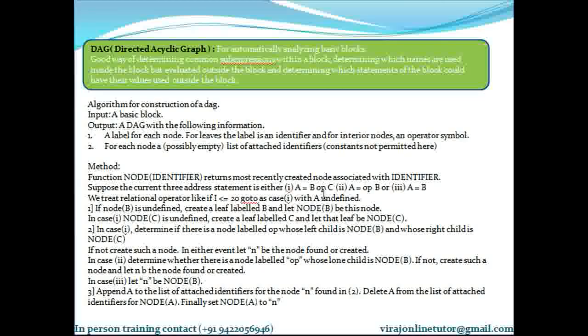In case 2, determine whether there is a node label operator whose only child is node B. If not, create such a node and let n be the new node found or created. And in case 3, let n be the node B.